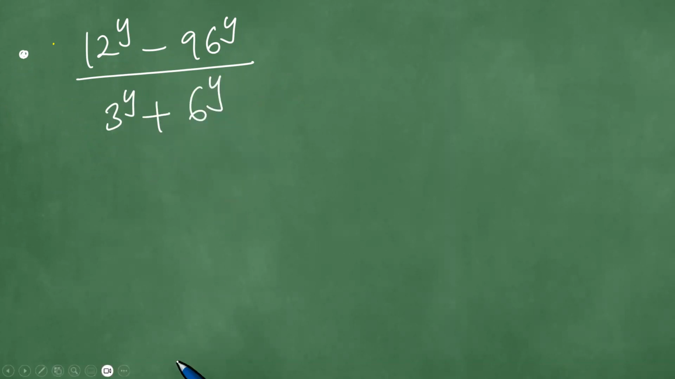Okay, what's the answer to this one? What do we do here? You take out a common factor. Okay, what common factor would that be, Leander? At the top, you can take out 12. Okay, 12 to the power y. Take out 12, what are you left with? 1 to the power y minus 8 to the power y.